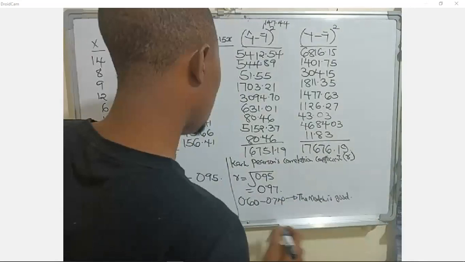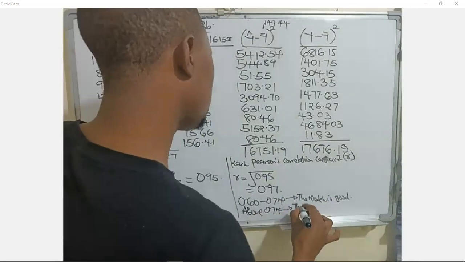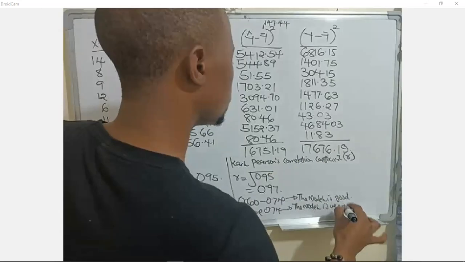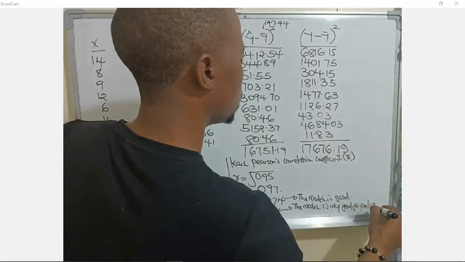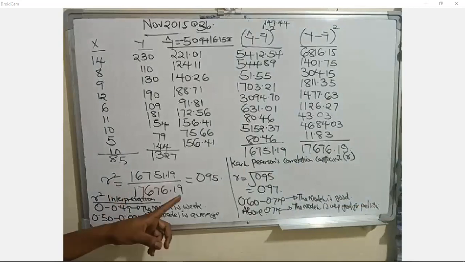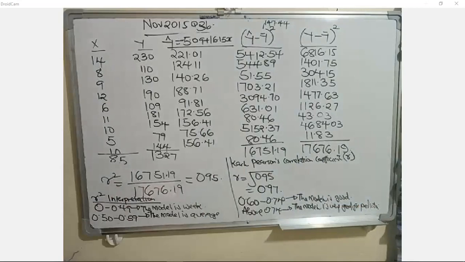Then when it goes above 0.74, we say the model is very good for prediction. So that is what we have to factor. So if the examiner told me to interpret my results, I would say that because it is 0.95, which is above 0.74, the model is very good for prediction. That is one case scenario.